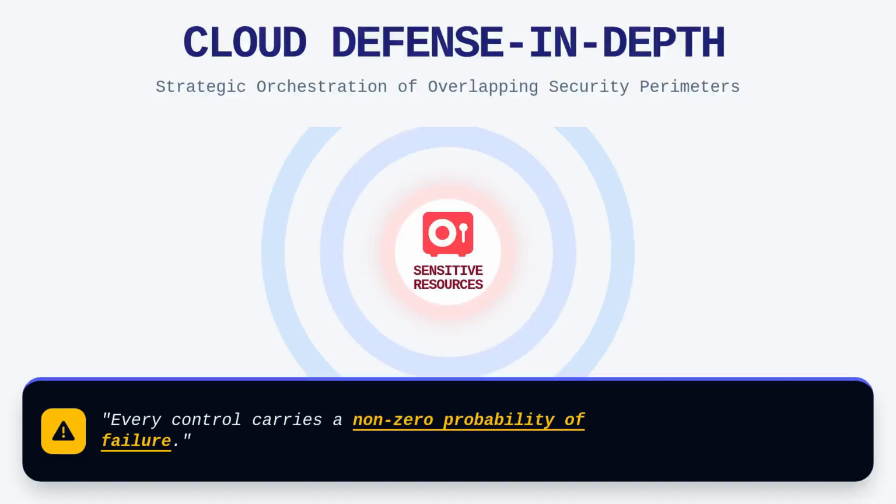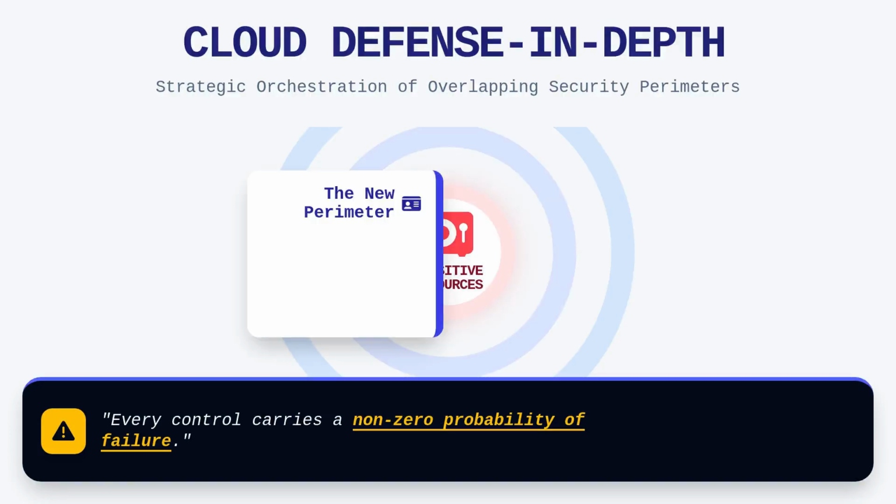This begins with the identity layer, which acts as the new perimeter in a world where network boundaries are becoming increasingly fluid and ephemeral. We must strictly adhere to the principle of least privilege, ensuring that users and service identities have only the precise permissions required to perform their discrete functions, no more and no less.